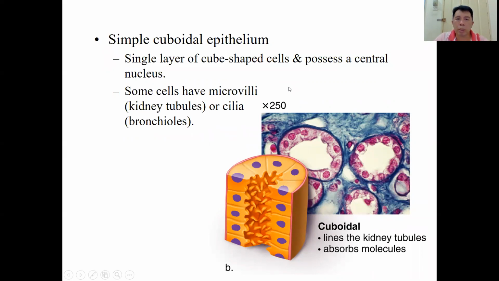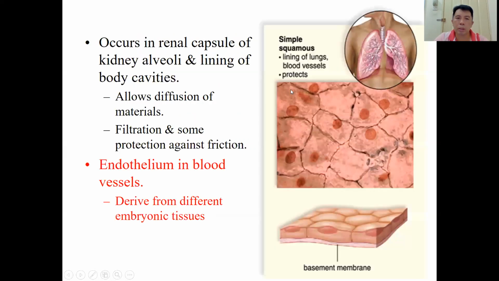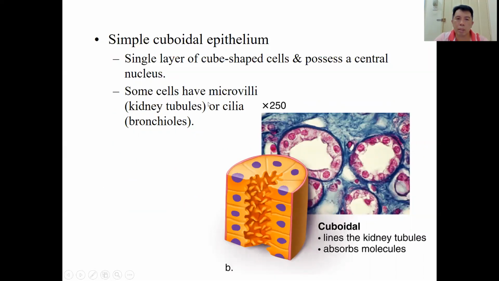Next is the simple cuboidal epithelium. It is also a single layer, but the shape is cube-shaped and it possesses a central nucleus. Some cells have microvilli, as in the kidney tubules, and if there are cilia, it is in the bronchioles. The microvilli are for reabsorption, increasing the total surface area for absorption, whereas the cilia move substances along the apical surface.